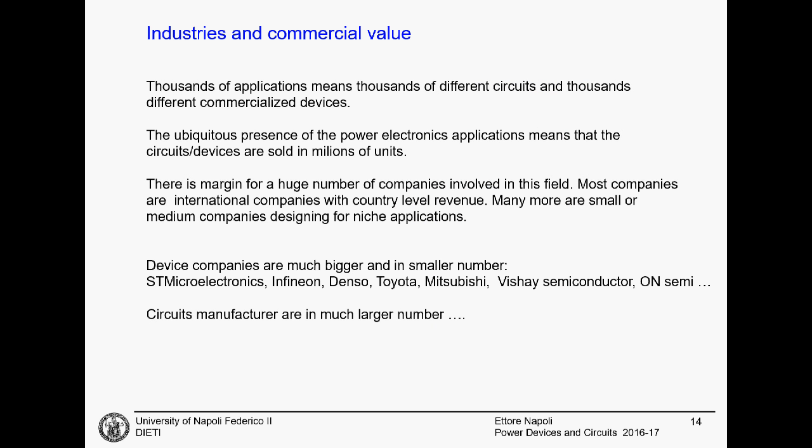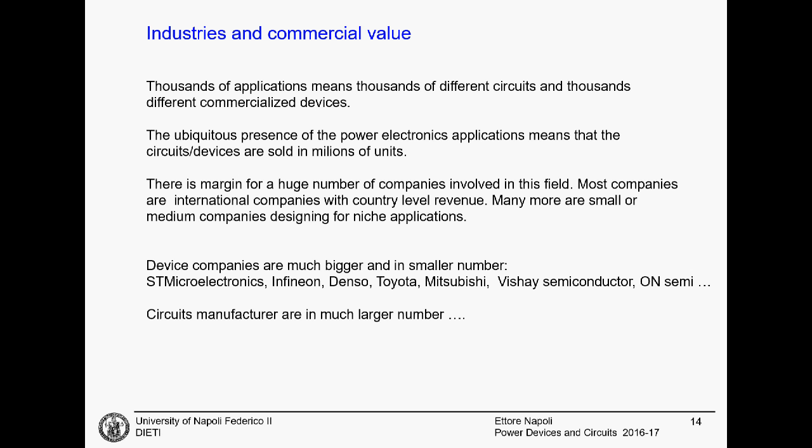Also because you want the maximum amount of efficiency. You want to tailor your circuit for the application. In very high efficiency circuits, you are working on the decimal points of efficiency. It makes a difference, 95.3 or 95.4% of efficiency. If you have 95.4, you will sell your controller, your power circuits, to the customer, and you are going to beat the other one that is 95.3. This is to tell you which are the industries and what is the commercial value of this field.